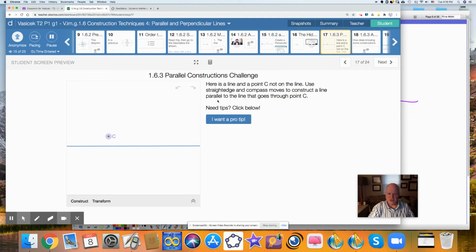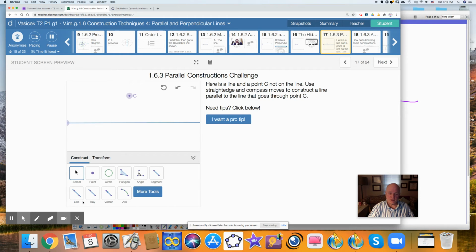Here's the construction challenge. I've posted a video on this, but I will show it to you one more time. How do we construct a line that's parallel to this? I'm going to do this by doing a perpendicular line through this point that is not on the line. And then I'm going to construct a line perpendicular through this point that is on the line that I construct.